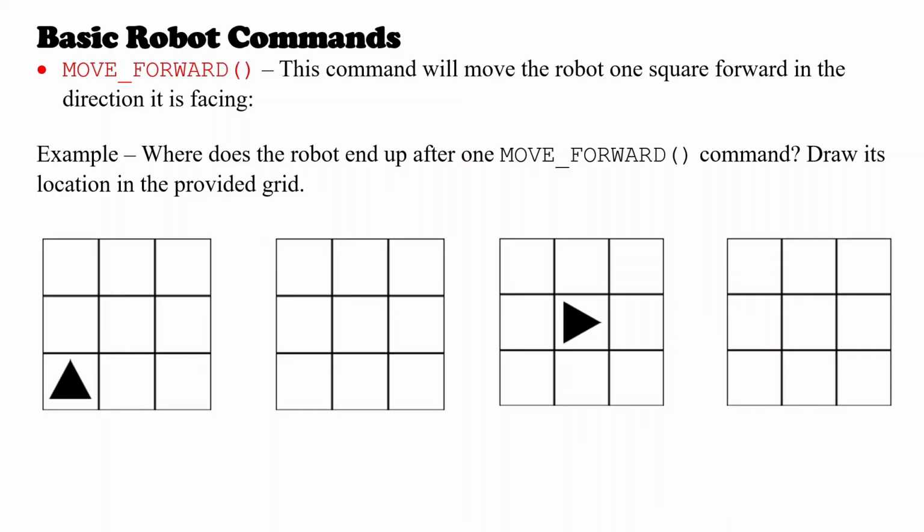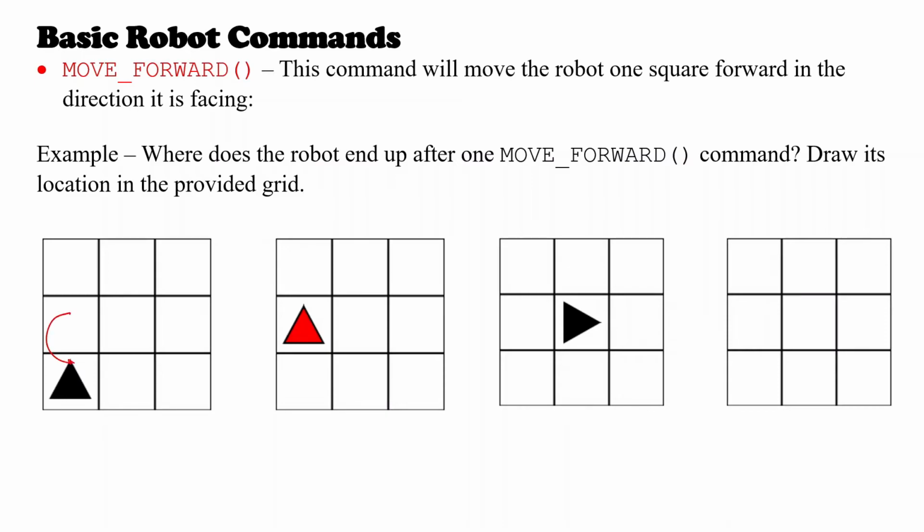So I have a couple of examples here. Where does the robot end up after one move forward command? Draw its location in the provided grid. So I have it here. It starts here. Identify where the tip is. Okay, that's the first thing you should do when you are looking at your robot, is which direction it's facing. Where is that tip? So here I'm facing up. So if I use one move forward command, that triangle is going to move up one. So I get this triangle now. Okay, and it's red just to show that that's the answer, right? It moved forward one grid.